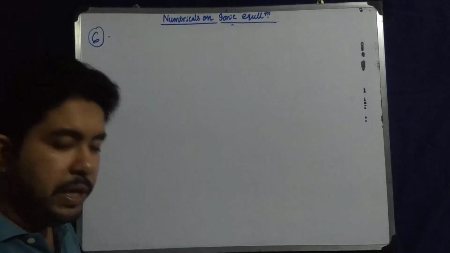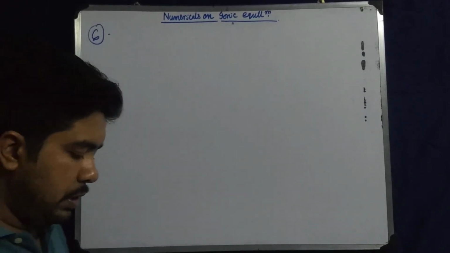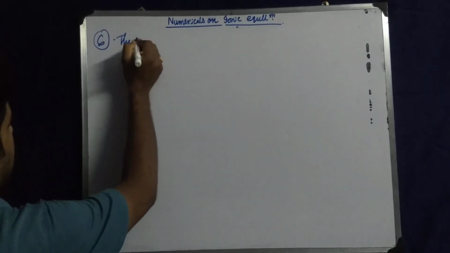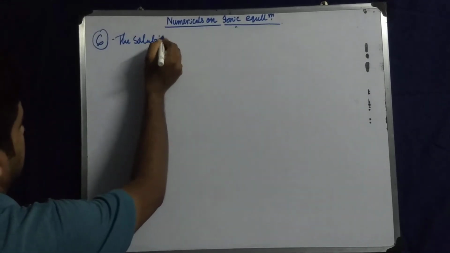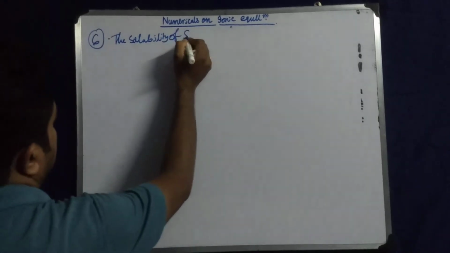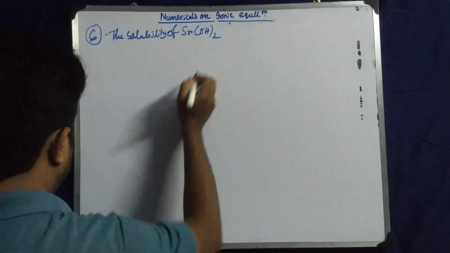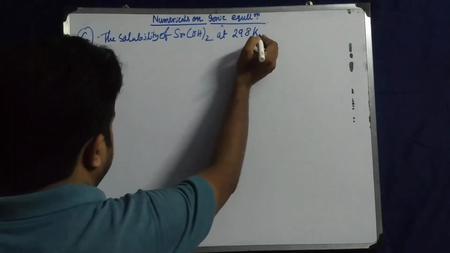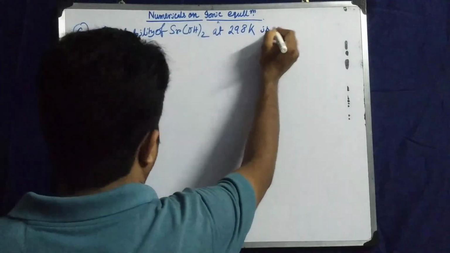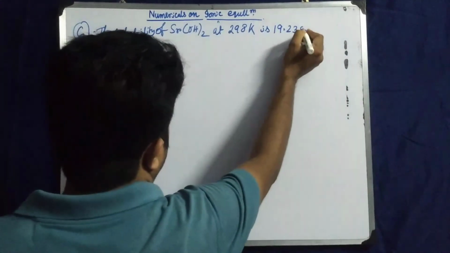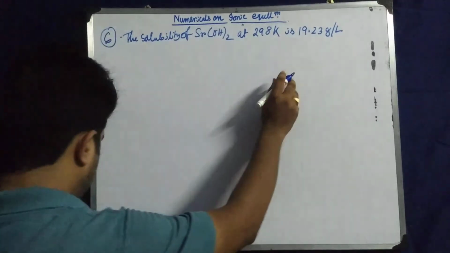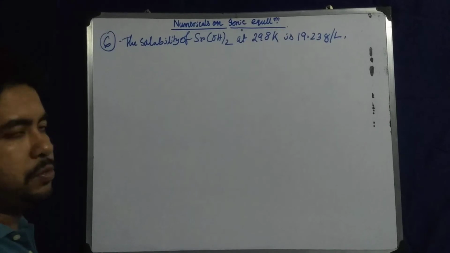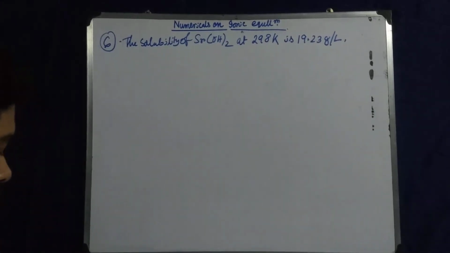Yes. The solubility product. Very good. Another type we got. So the solubility of strontium hydroxide, Sr(OH)2, at 298 Kelvin is 19.23 gram per liter. Okay. Very good. Solubility of Sr(OH)2 at 298 is 19.23 gram per liter.